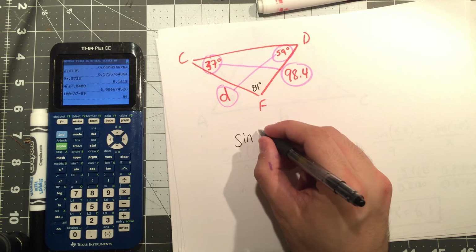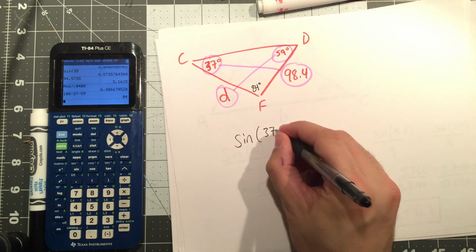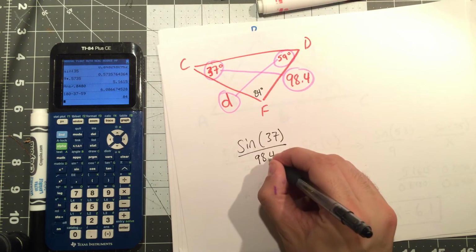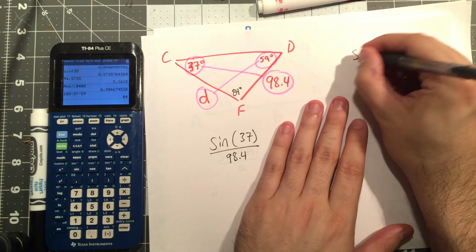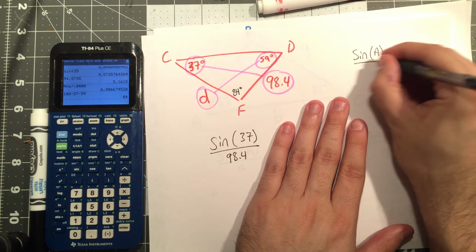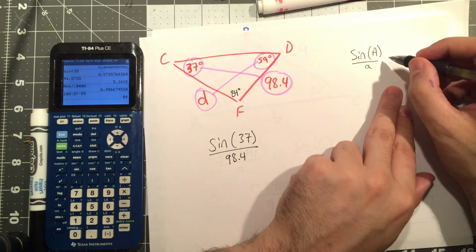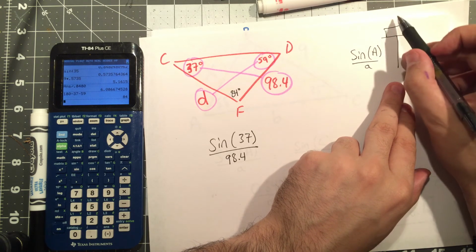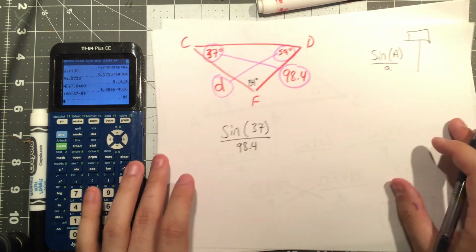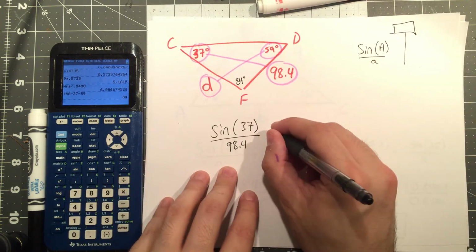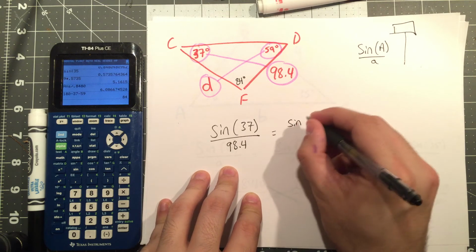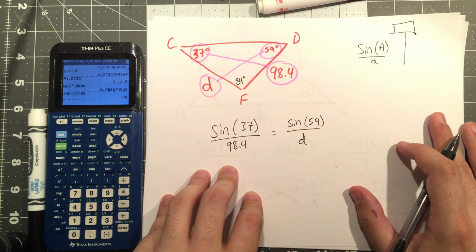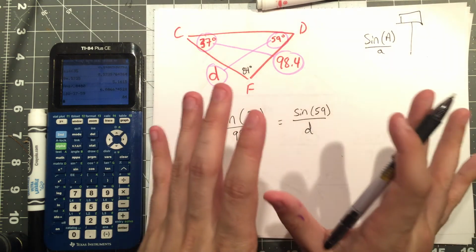We have the sine of C, 37, goes over 98.4. If you want a way to remember it, sine of A over A, for example, the sine goes on top. It's kind of like a billboard on a highway. The sine is up top. I don't know if that helps. Great. If not, pretend I never said anything. And then we have the sine of 59 over D. So we're one step away from just being algebra.